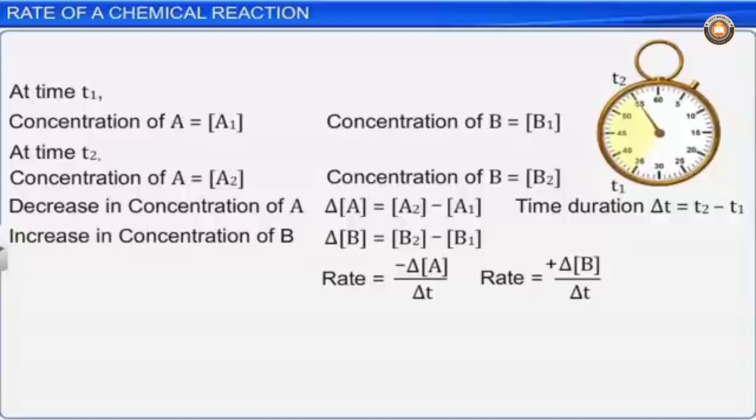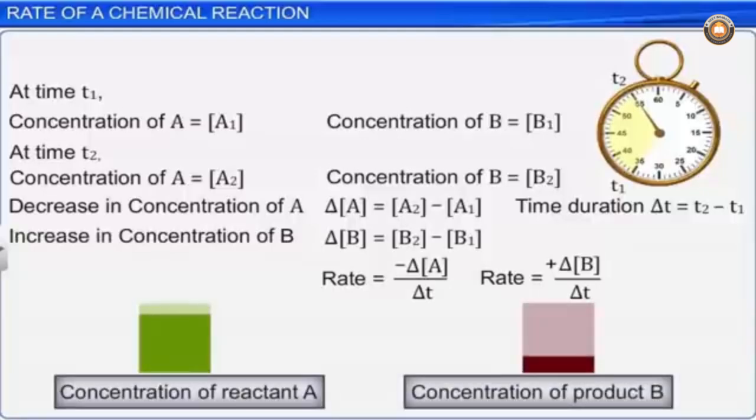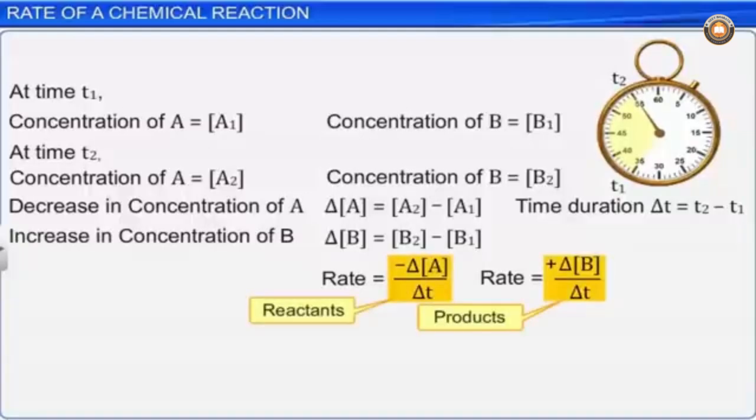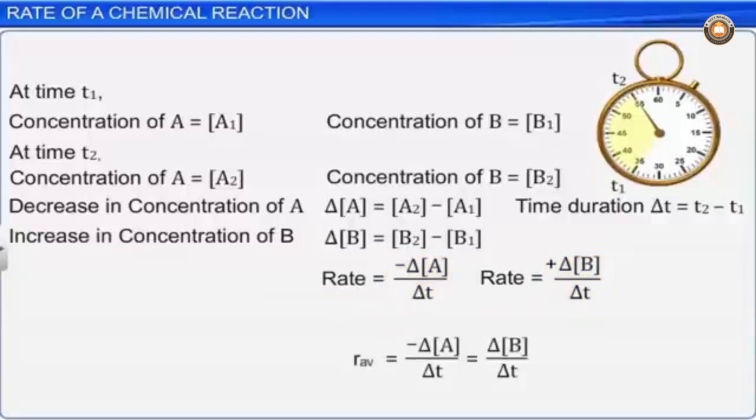However, the rate of reaction is not constant. It changes with time. The rate of disappearance of reactants gradually decreases with time as the reactants are consumed. And the rate of appearance of products increases with time as the products are formed. Hence, the rate of reaction is always taken as the change in the concentration of the reactants or products in a definite interval of time. This is called the average rate of chemical reaction, which is given by this equation.